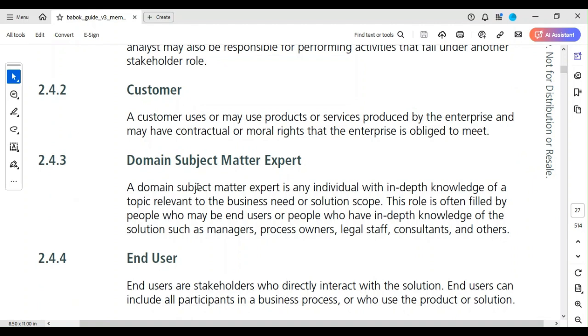If, for example, you are the customer, you use or may use products or services produced by the enterprise and may have contractual or moral rights that the enterprise is obliged to meet. For example, if I take fizzy drinks, maybe my favorite one day, and I notice that this doesn't go down well with me, what happens next in today's world? Someone will go to social media. Or if maybe I am affiliated to a company and I find out that one of their goods or services doesn't meet my expectations, what do I do? And do you know that for the fact that your product is out there, one way or the other, you've entered contractual or moral rights with us, the public.